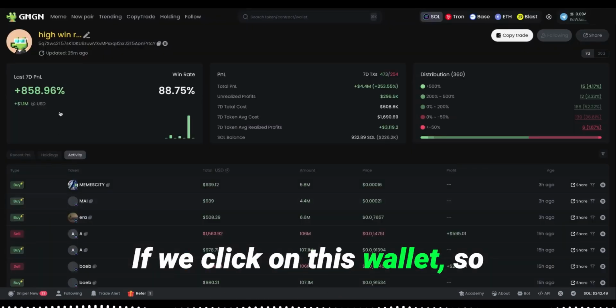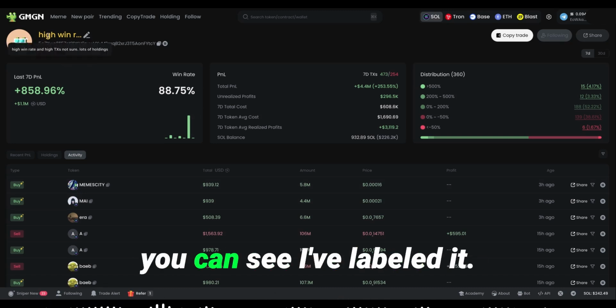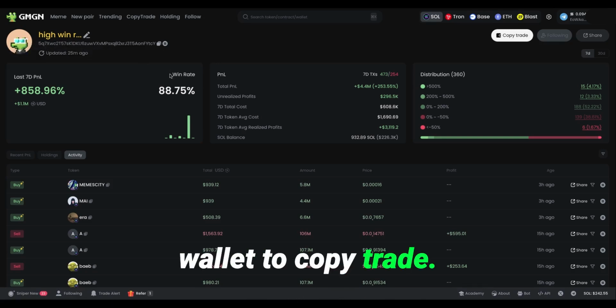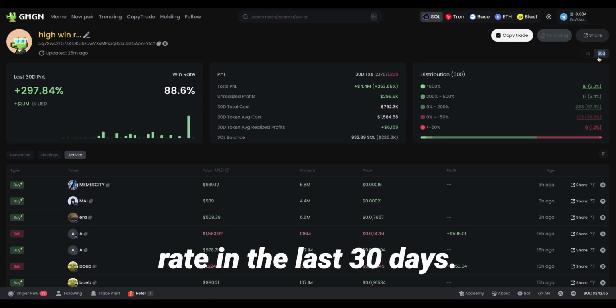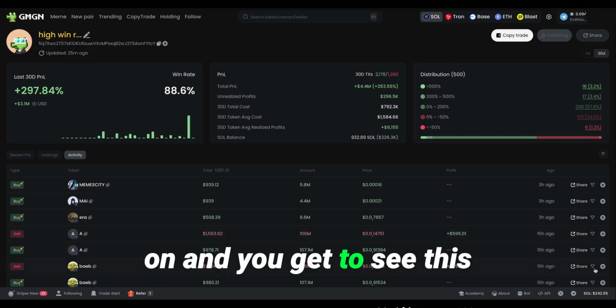If we click on this wallet, so this is the actual trader, you can see I've labeled it high win rate and high transactions. I think it's a good wallet to copy trade. You can see the win rate in the last 30 days. So this is the layout for every wallet you can click on, and you get to see this sort of layout window.